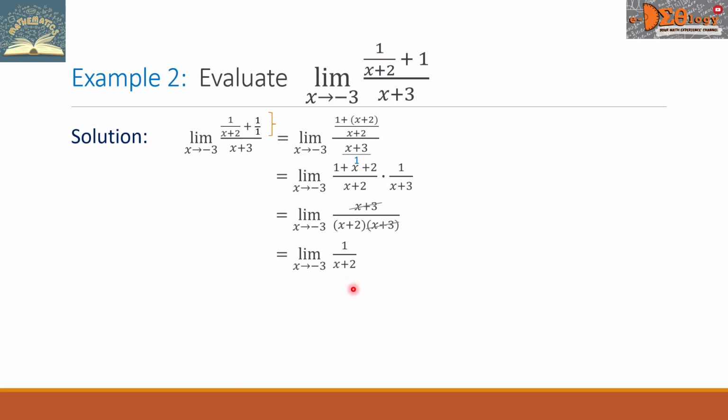And from here, let us evaluate the limit. That means we substitute this negative 3 to this variable x. So we have 1 all over negative 3 plus 2. The denominator is simplified into negative 1, and 1 over negative 1 is negative 1. This is the answer.